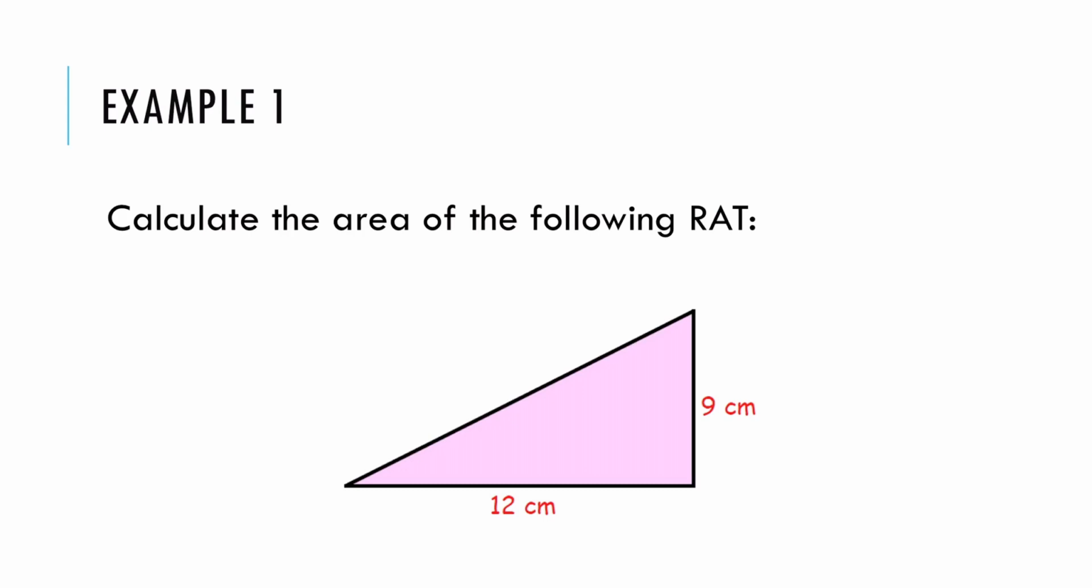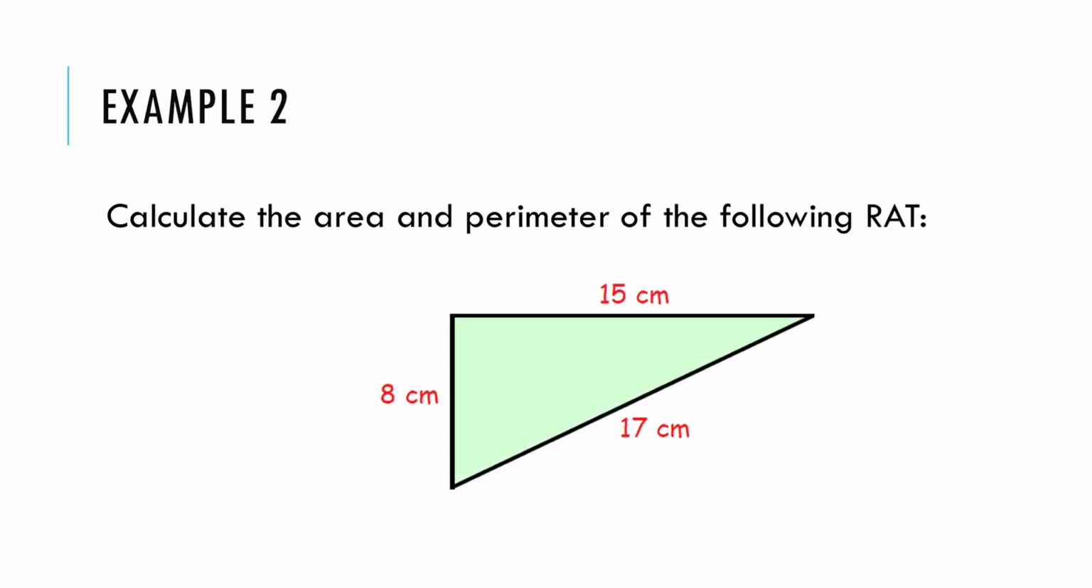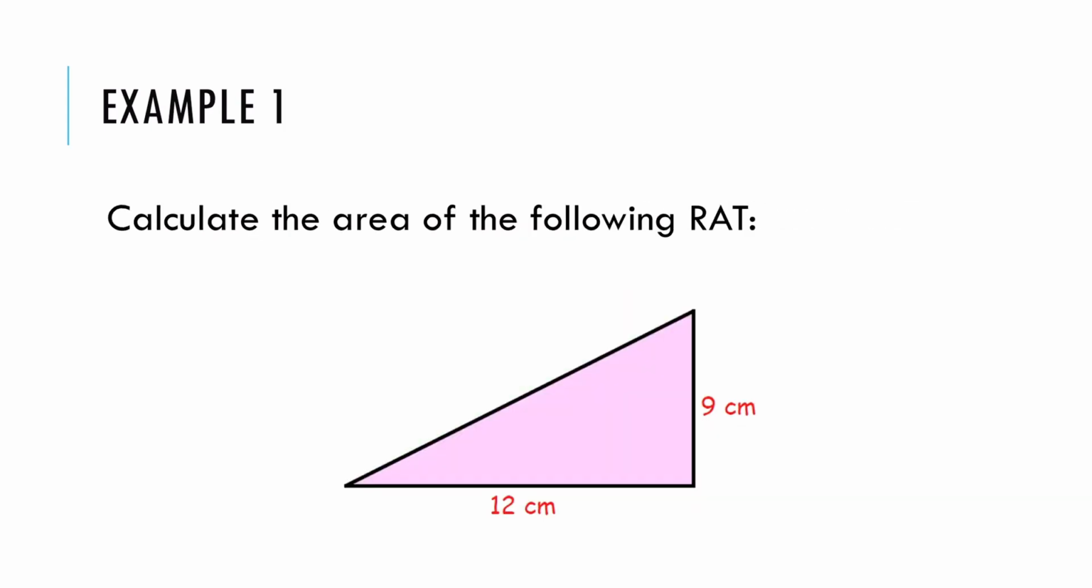Okay, so calculate the area of this right angled triangle. Now the reason I'm doing right angled triangles first is because it's slightly easier in the fact that the height is always one of the sides in a right angled triangle, because one of the sides is perpendicular to the floor, okay? So it won't always be like that, but we'll look at examples like that first.